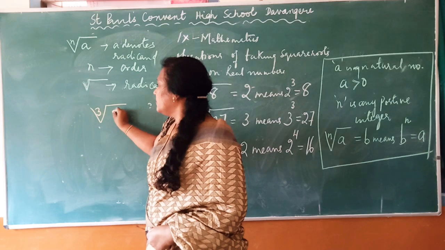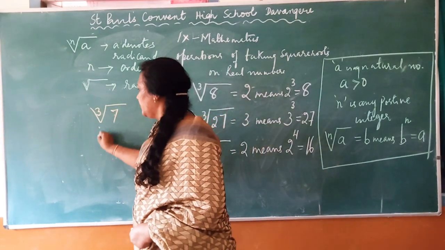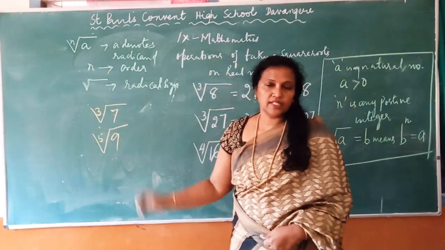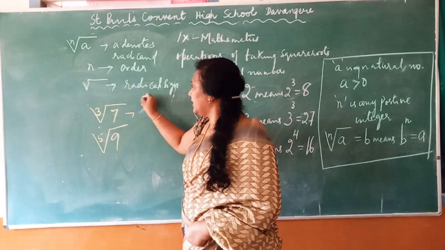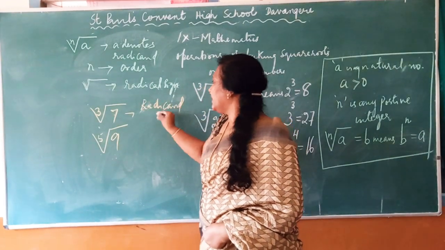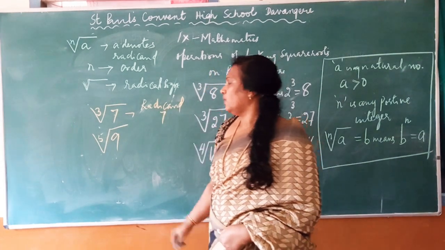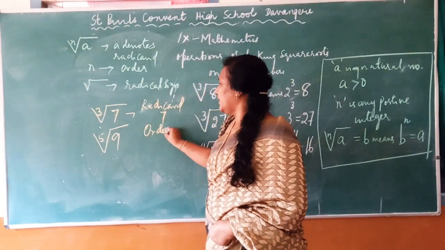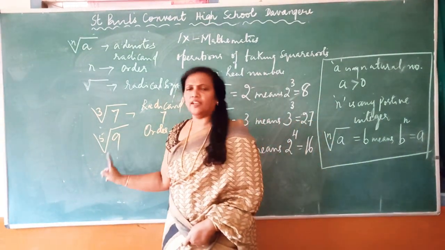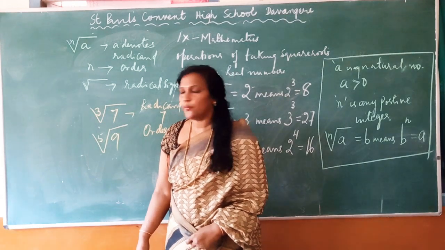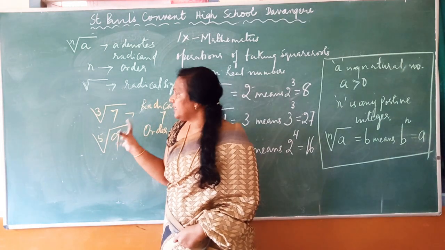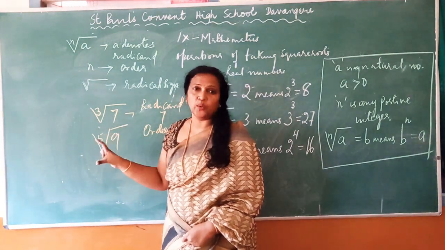Cube root of 7, fifth root of 9. So if I ask you, tell me what is the radicand here? What is the radicand? It is 7. What is the order? Order is 3. Now you are able to say the order and the radicand of this. What is the order and the radicand? The order is 5 and the radicand is 9. If you get this, this is the basic I have told.